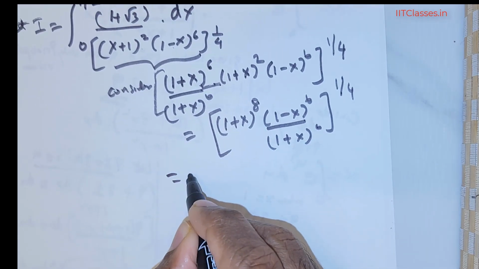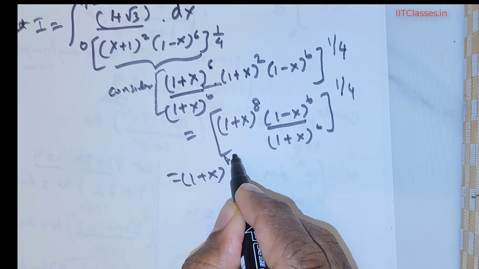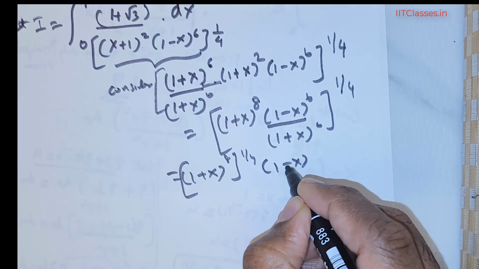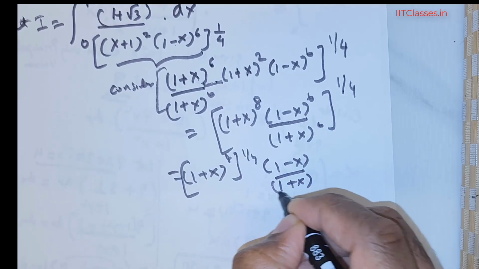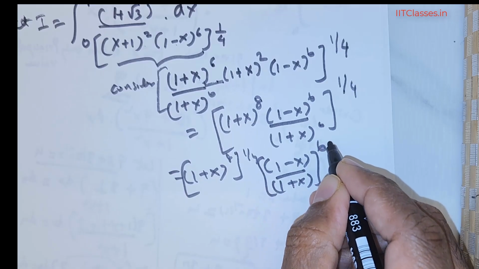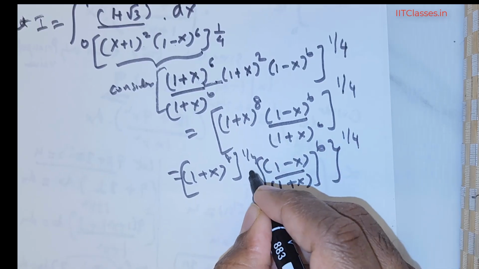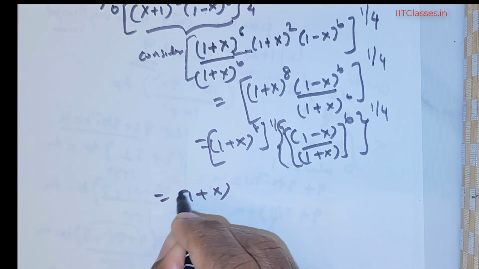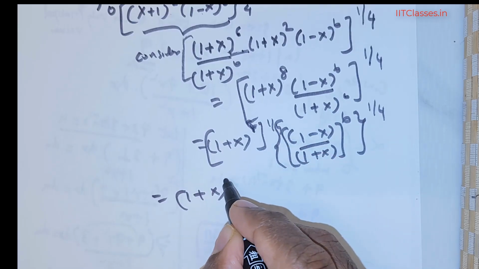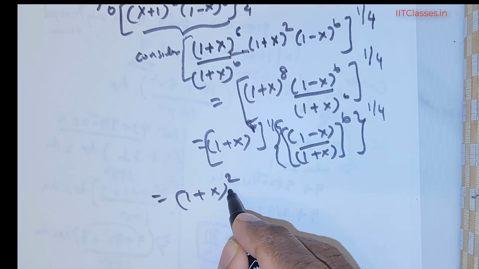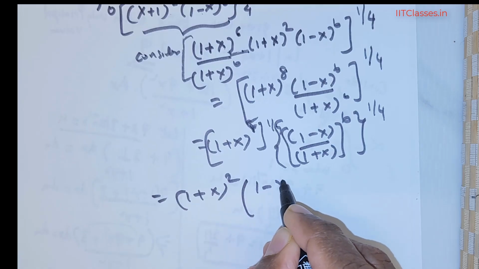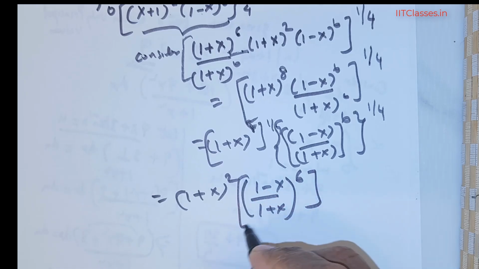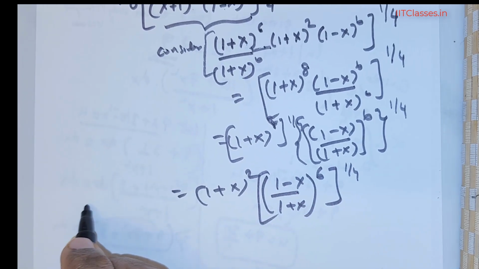Now if I were to bring this out, this is going to be (1 + x)^8, this entire component raised to the power of 1/4, multiplied with ((1 − x)/(1 + x)) raised to the power of 6, and you have this in turn being raised to the power of 1/4. Now this is rewritten as (1 + x), this is 8 and 4, so this is going to be (1 + x)^2 multiplied with ((1 − x)/(1 + x))^6, with this component raised to the power of 1/4.